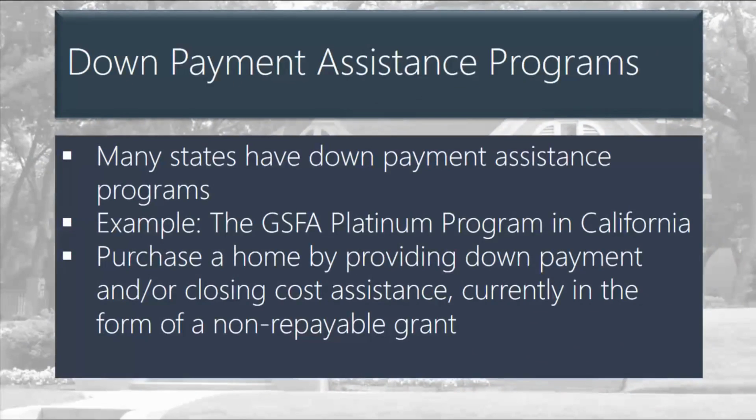The down payment assistance programs. Many states have these programs. All you have to do is reach out and find out, whichever state you reside in, about the down payment assistance programs. I'm going to give you two examples. For example, the GSFA Platinum program in the state of California. You can purchase a home by providing down payment and or closing cost assistance, currently in the form of a non-repayable grant. They give you money that you don't have to pay back, and you can use that money to put down for your new dream home. But again, that's in the state of California as an example. If you are residing in a different state, make sure to research down payment assistance programs within your state. Contact your local housing department or office.